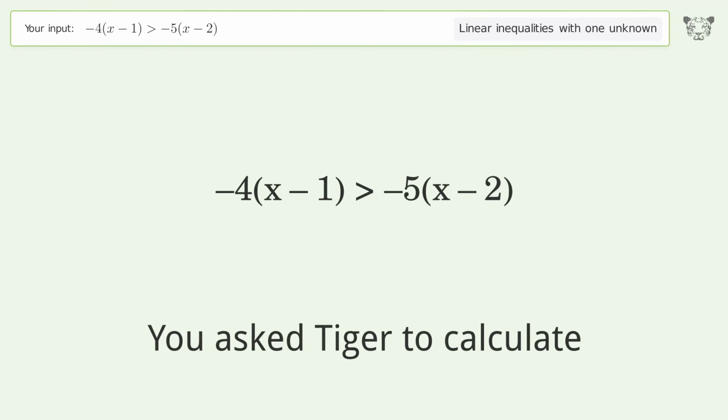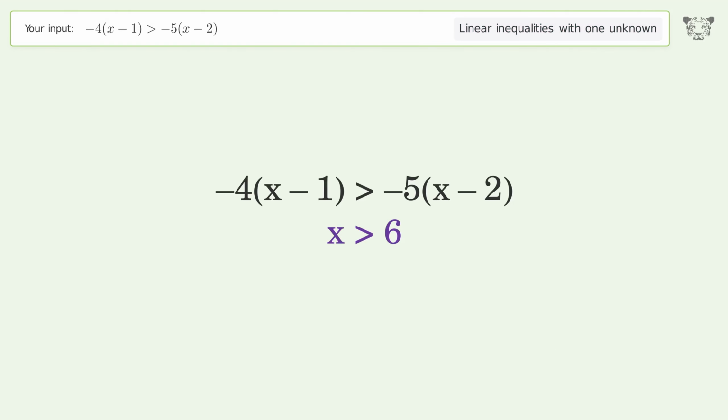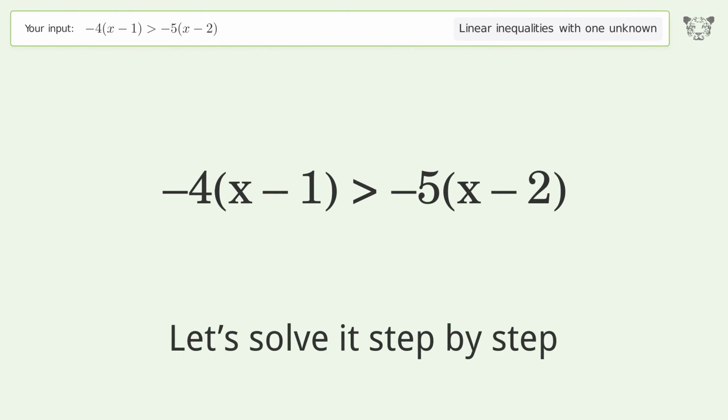You ask Tiger to calculate. This deals with linear inequalities with one unknown. The final result is x greater than 6. Let's solve it step by step.